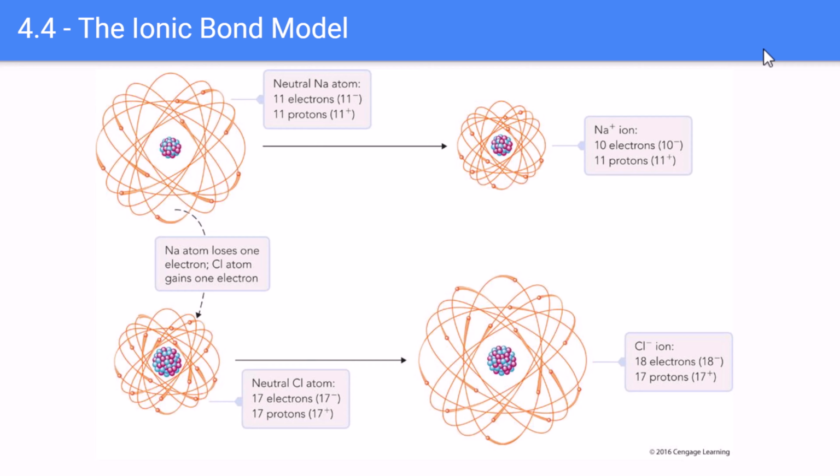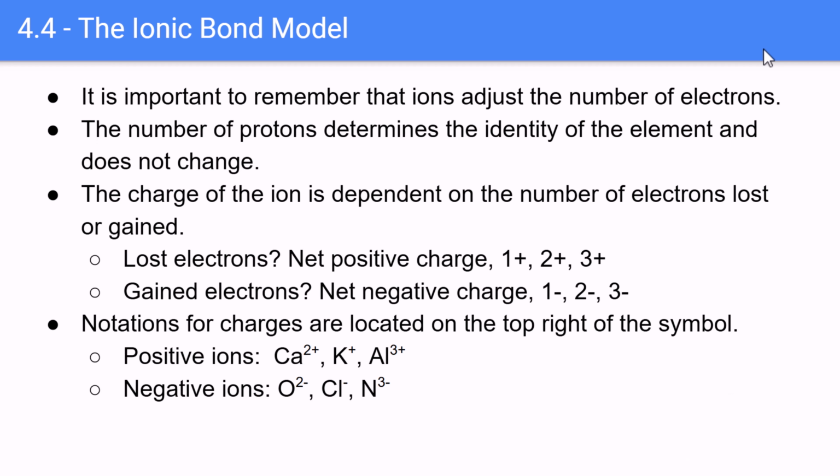What do positive and negative ions do? They attract each other due to Coulomb's law. Remember, opposite charges attract one another. So keeping track of the relative number of protons and electrons is very, very important in ensuring that we understand the difference between when positive ions are formed and when negative ions are formed.